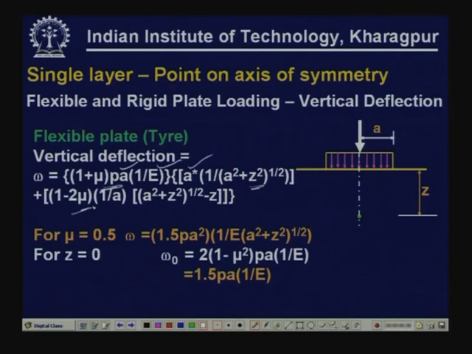Okay. For a Poisson ratio value of 0.5, this simplifies to 1.5 Pa square into 1 by E, A square plus Z square under root. For a point on the surface, deflection is given as 1.5 Pa by E. This is a very convenient expression for us to use. We will see how it can be used. So, the surface deflection for a flexible plate is given as 1.5 Pa by E, where E is the modulus value of the elastic half space, P is the contact pressure, A is the radius of load contact area.